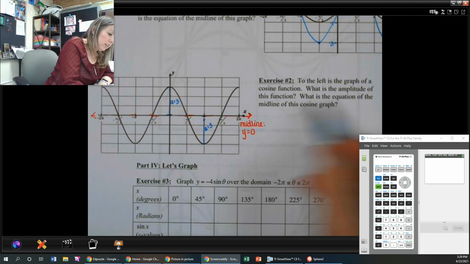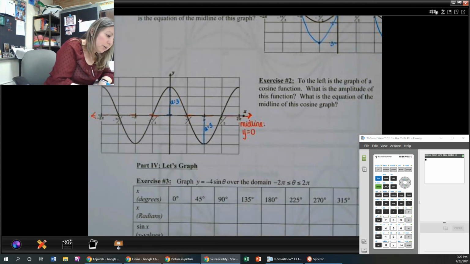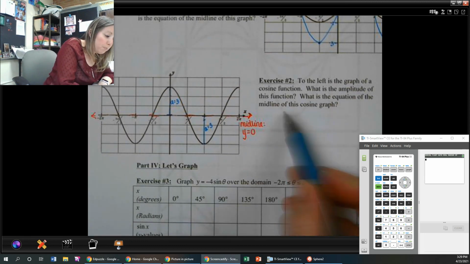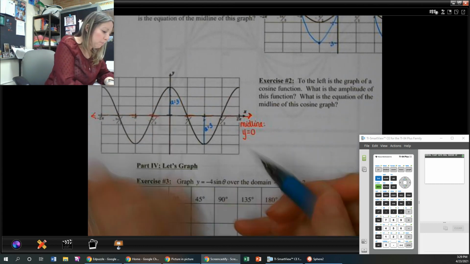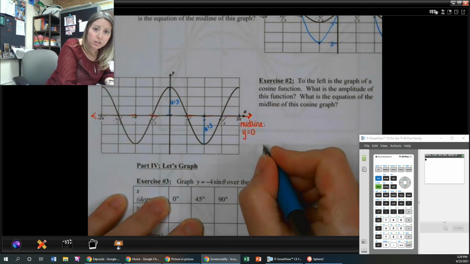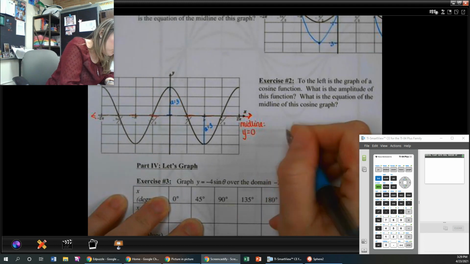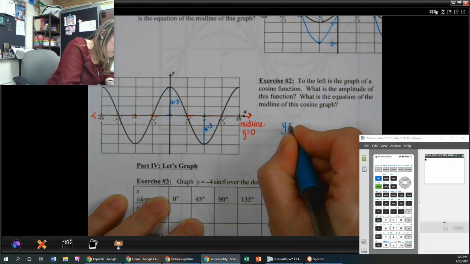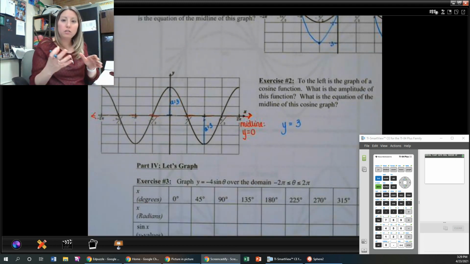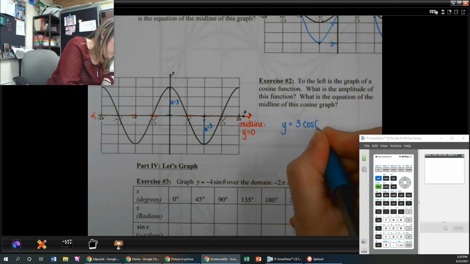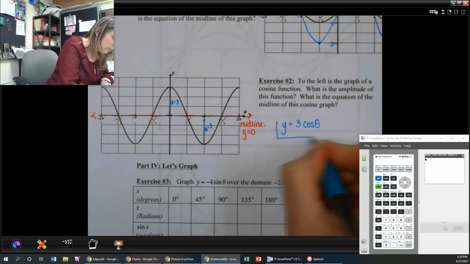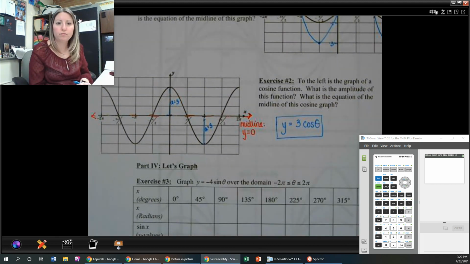Okay? What is the amplitude of this function? We just said 3. And what's the equation of the midline? I want the equation of the whole graph. So I've got the equation of the midline. I've got the amplitude. Let's also state the equation of the entire graph. Remember that the amplitude is just going in front of the type of function we have, which is cosine. So 3 cosine theta is our equation. Okay? It's not too bad.